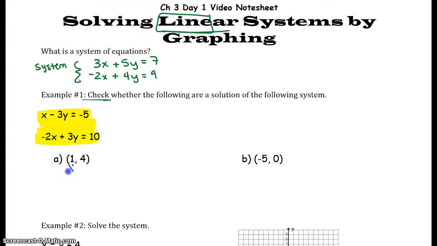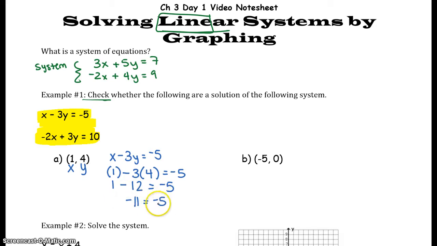Well, we know that x is 1 and y is 4. So I'm going to take each equation, starting with x minus 3y equals negative 5, and check to see if (1, 4) makes sense, meaning do I get a true statement? I'm going to substitute in 1 for x and 4 for y, and hope that it equals negative 5. So we have 1 minus 12 equals negative 5. Well, 1 minus 12 is negative 11, so negative 11 equals negative 5. Notice that I did not mix the two sides. I just kept things on their side and simplified. And then I get this.